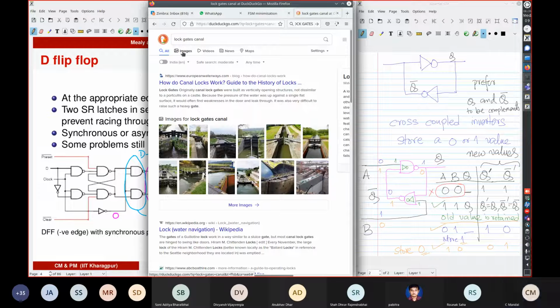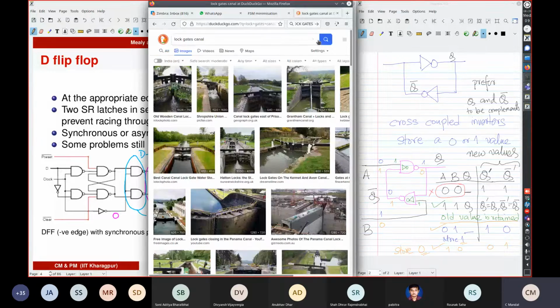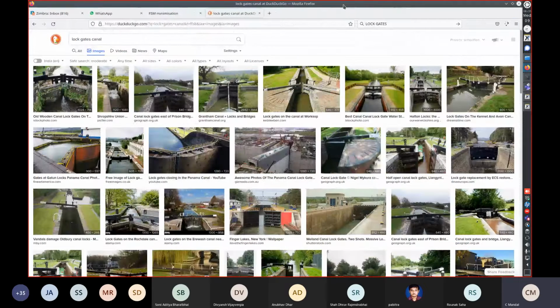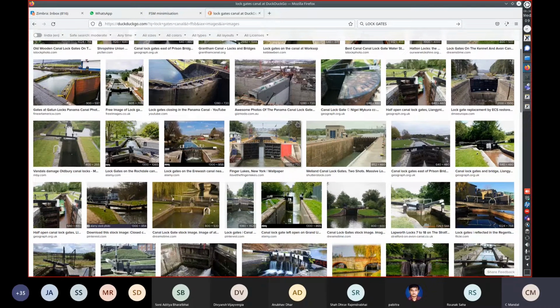So let us look at the image of a log gate. If you look at this, you see that there are 2 gates here. There's a gate at the far end and there is a gate at this end. So if you have a waterway, this could be at a higher level and the other side could be at a lower level.